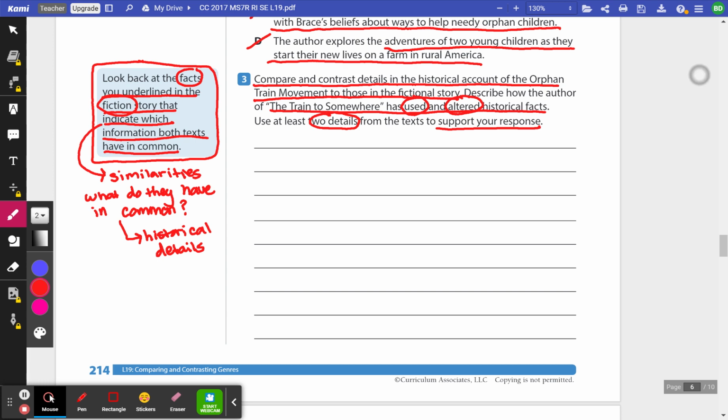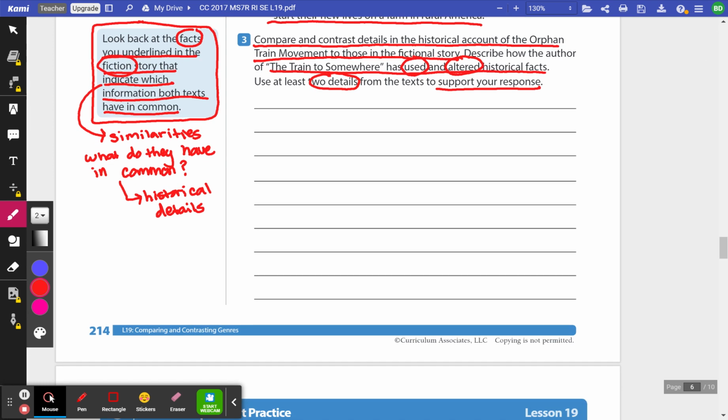And don't forget, guys, while we are writing, I want you to make sure that you use your RACES strategy when writing. So you've got to restate the prompt. You've got to tell me the title of the text, both texts. You've got to tell me the authors, right? That's important. And you've got to restate your prompt.